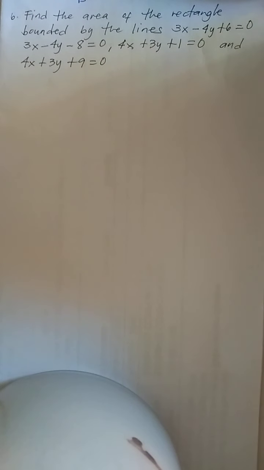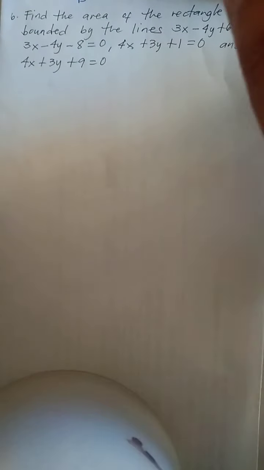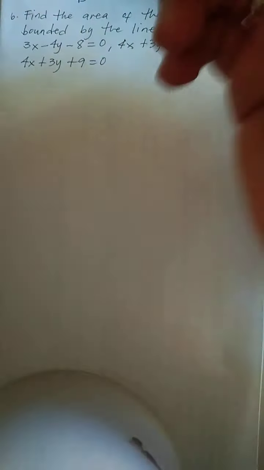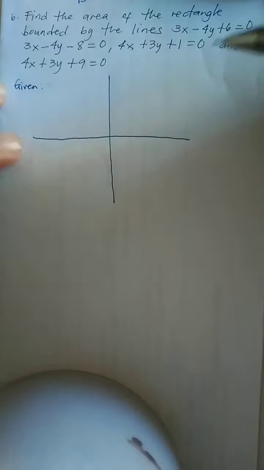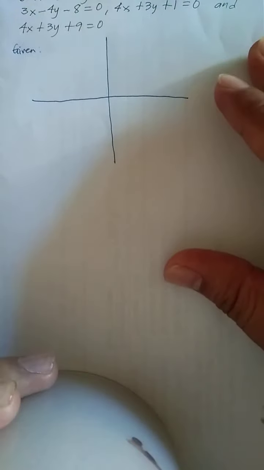Find the area of the rectangle bounded by the lines 3x minus 4y plus 6 equals 0, 3x minus 4y minus 8 equals 0, 4x plus 3y plus 1 equals 0, and 4x plus 3y plus 9 equals 0. Okay, so let's illustrate the lines first. Let's draw the Cartesian plane. Here we're going to illustrate the 4 lines.